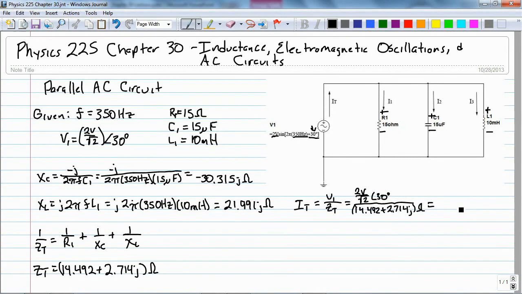and that gives me a current, if you do it on your calculator, of 0.096 amps at an angle of 19.392 degrees, or that would be 96 milliamps at an angle of 19.392 degrees.